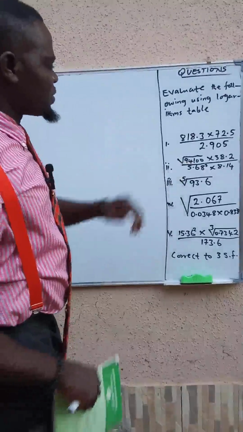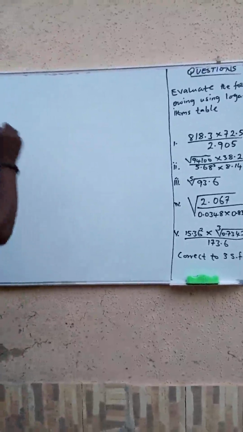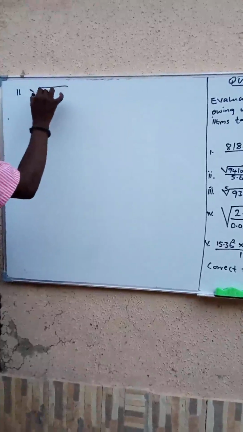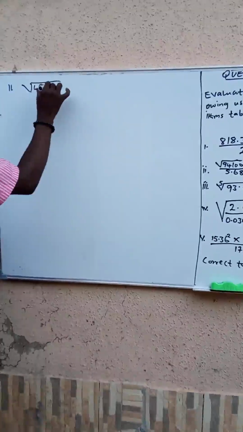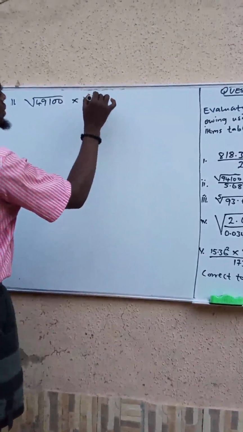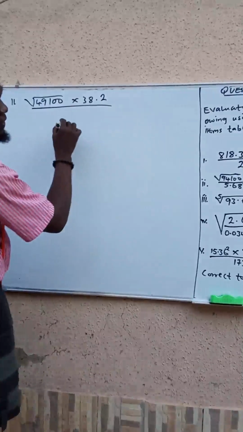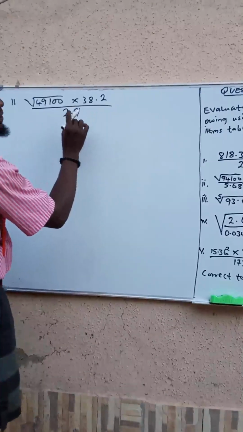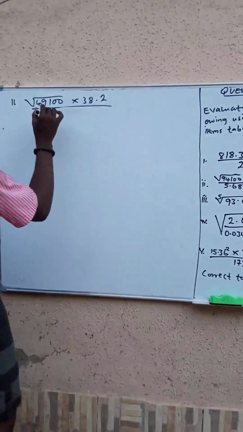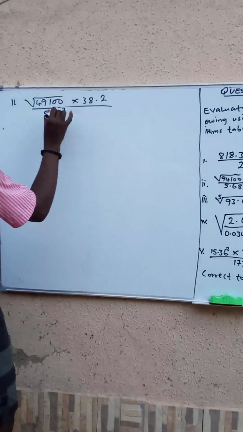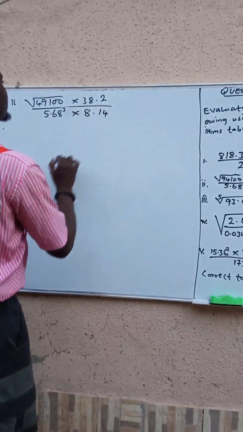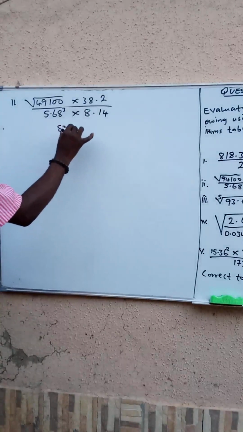Now, let me choose number 2. We're given the square root of 94,100 multiplied by 38.2 over, sorry, right now I'm writing number 1, over 5.68 raised to power of 3 multiplied by 8.14. Good.